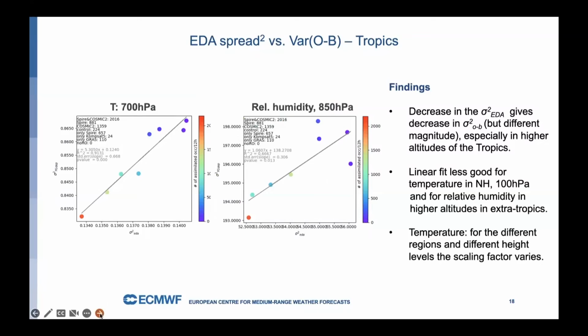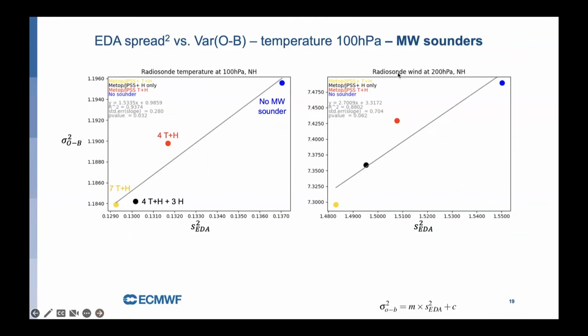And this could have different reasons, but we think this might be related to the representation of scales in the model, that not all the scales are resolved. But it is an area of active research at the moment to understand the nitty-gritty details here, and to also improve our EDA systems. So this is the plot from Katie's study now using the microwave sounders.